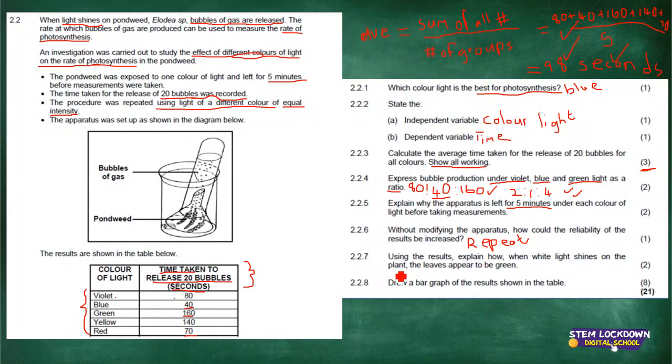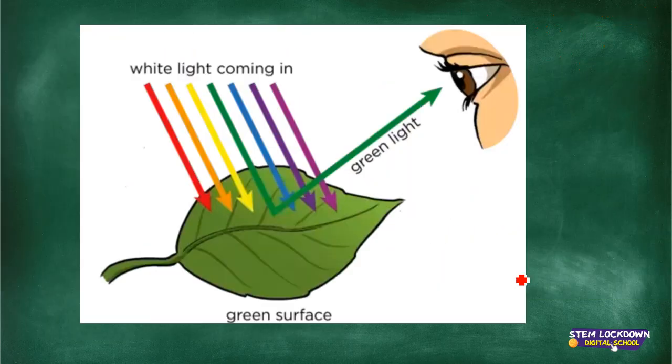Question 2.2.7 reads, using the results, explain how when white light shines on a plant, the leaves appear to be green. Wow, guys, question 2.2.7 actually requires previous knowledge. Okay, knowledge that you got from grade 8 and 9 natural sciences, where you were dealing with light, where you were dealing with the reflection of light. And yeah, so basically to answer this question, you need to have a strong background of your biological sciences. But it's not difficult, guys. It's really not difficult. And I just want to use this diagram to explain it.